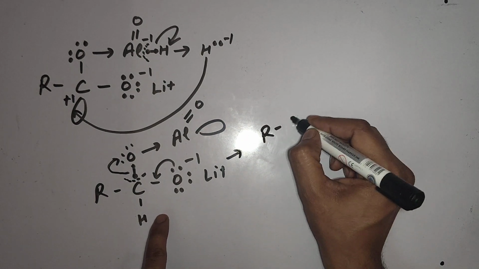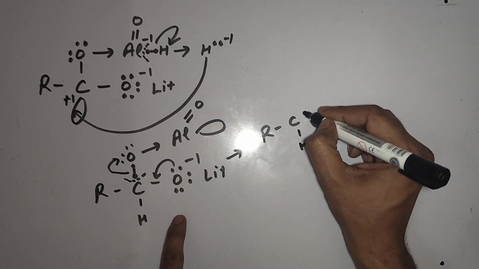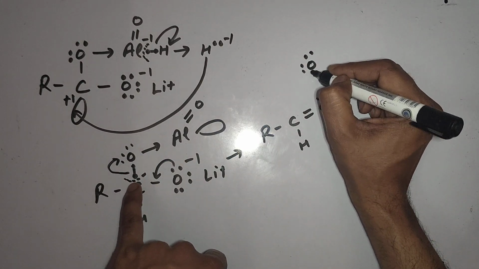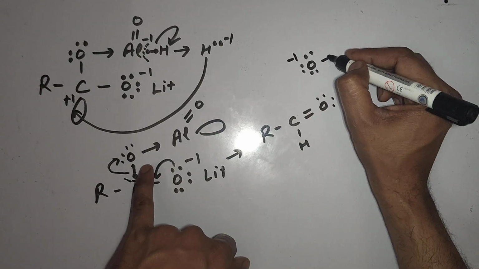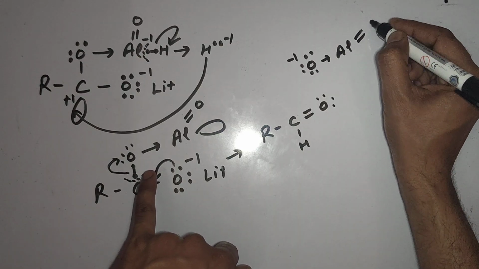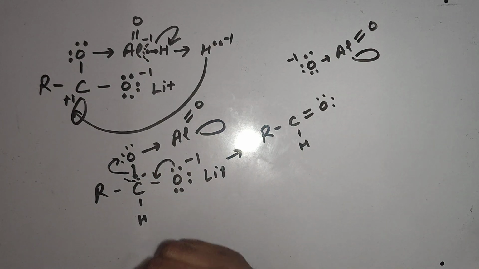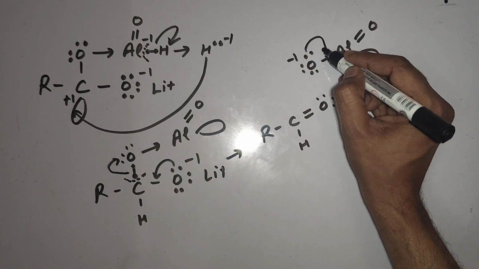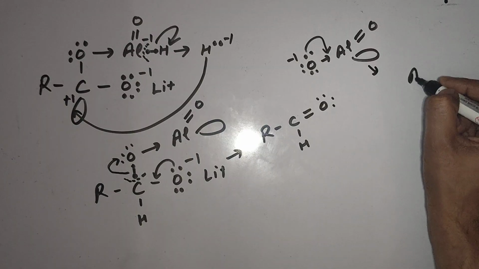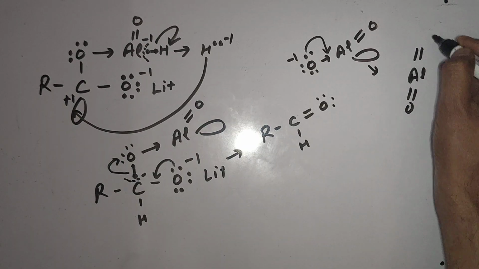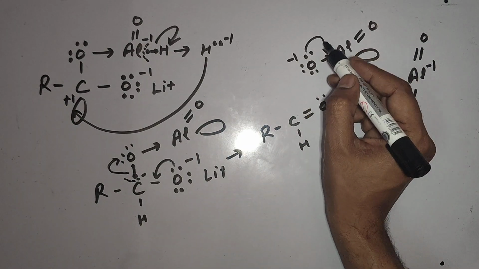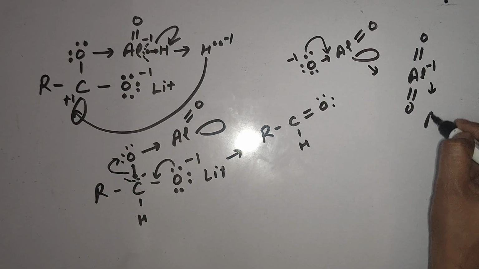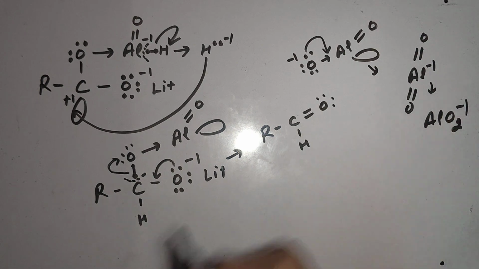This molecule will turn to R, CH double bond O, and this oxygen will have three lone pairs, negative, Al, O, vacant orbital. This vacant orbital will be satisfied by a lone pair, due to which aluminium will get -1 charge on it. Means the fourth bond will be a dative bond from the oxygen side. So this is AlO2 -1.